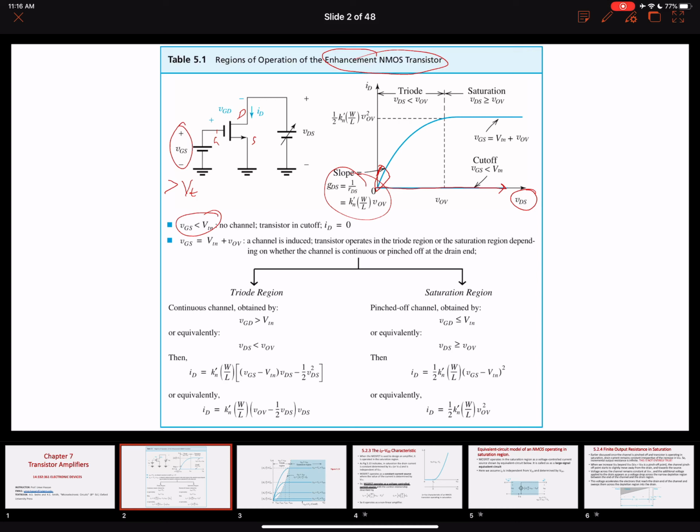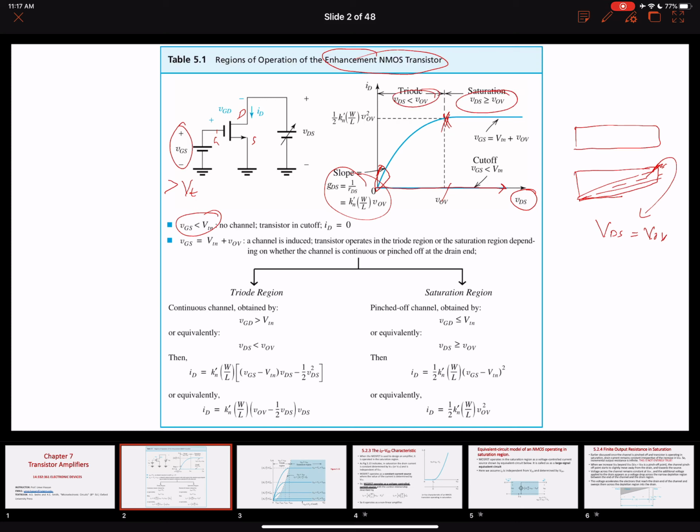Why? Because our channel will start to become tapered rather than a uniform rectangular channel. Our channel started to become tapered and then continues to become tapered. At this point, it will be pinched off, and this point is when drain to source voltage will become equal to the overdrive voltage, right? So this is the point. At this point, the channel enters into the saturation region. So the condition for the saturation region is over here.